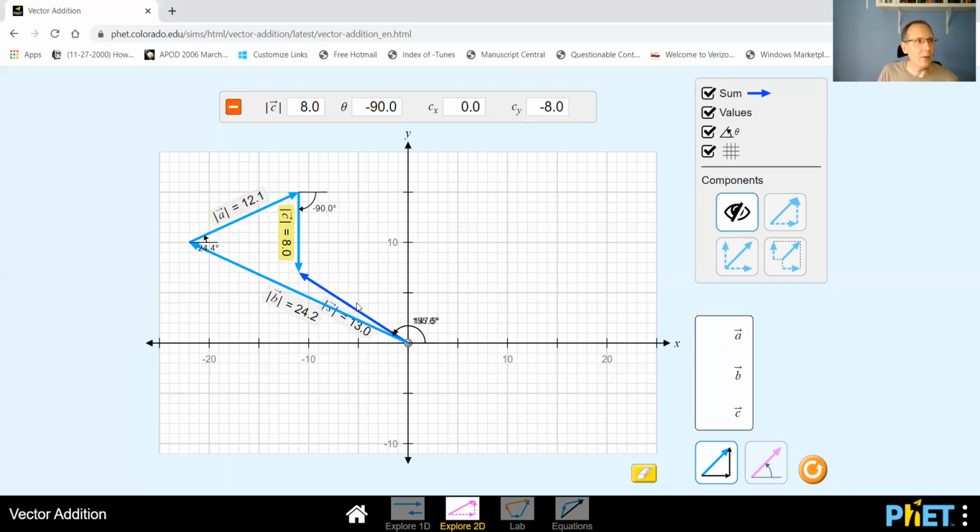Okay, great. So hopefully that was helpful. Again, this is graphically adding vectors together.